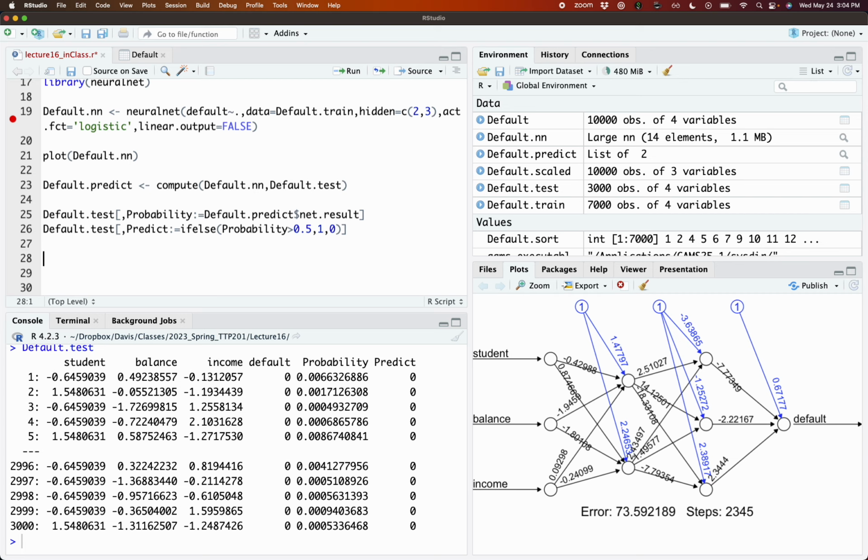I'm sorry, I might have missed it. Why are there negatives in the student column there? Because we scaled it. Oh, okay, yeah, okay, sorry.